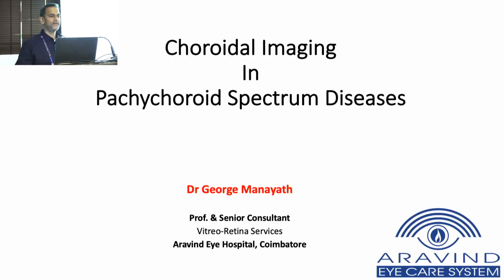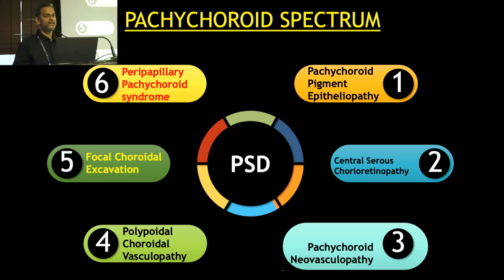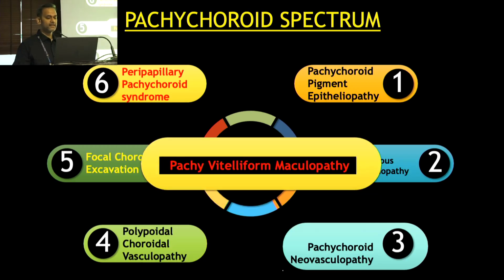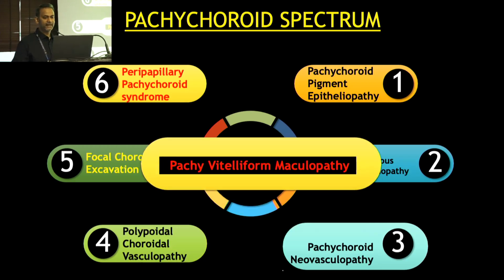So I would be touching upon many things on choroidal imaging in the pachychoroid spectrum of diseases. We all know that it is now an ever-expanding spectrum, from pachychoroid pigment epitheliopathy to CSC, pachychoroid neovasculopathy, PCV, focal choroidal excavation, peripapillary pachychoroid syndrome, and very recently pachyvitelliform maculopathy.